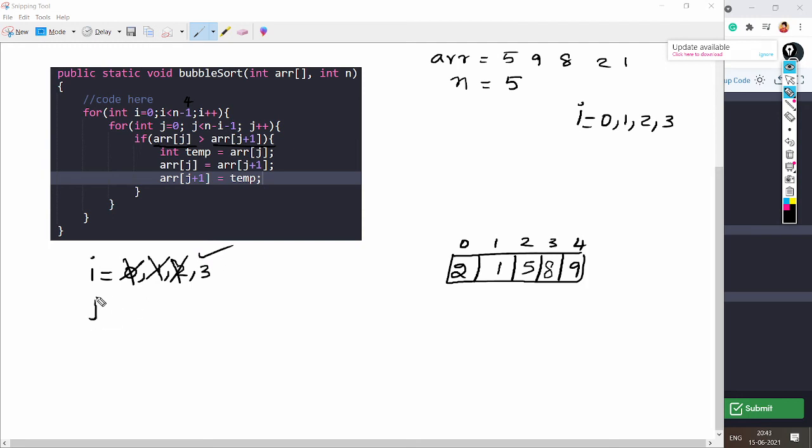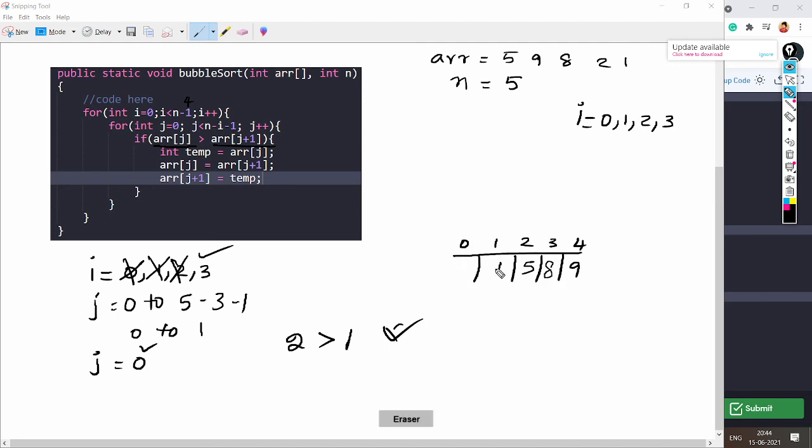Okay, if my i is 3, my j will be 0 to 5 minus 3 minus 1, that is 0 to 1, which means my j will be only 0. So if my j is 0, what is array of 0? 2. Is 2 greater than array of 0 plus 1, that is array of 1, which is 1? Yes, it's true. So I will swap 2 and 1. Here 1 and here 2.